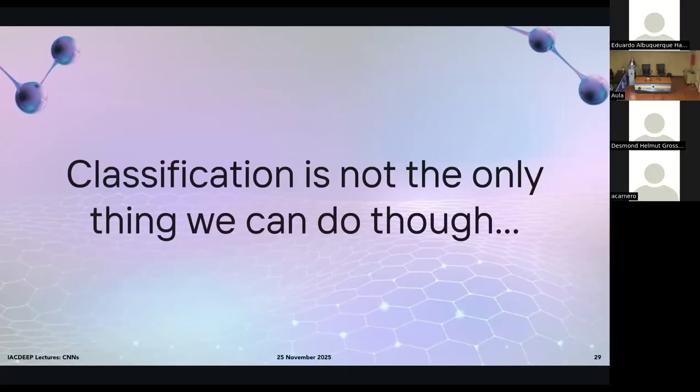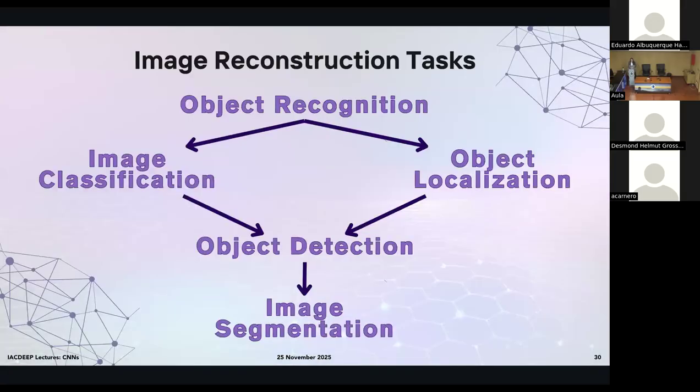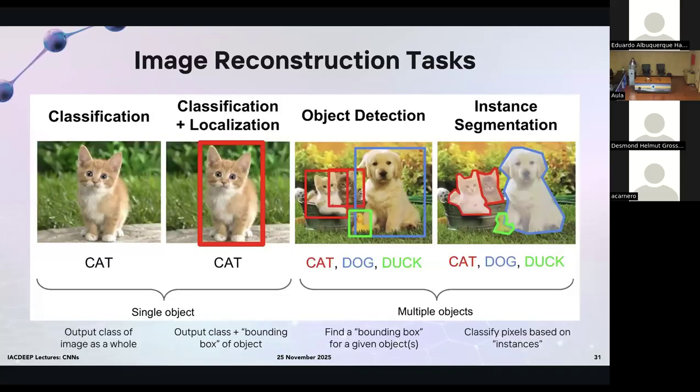Okay, but classification is not the only thing we can do with CNNs. There are a lot of different tasks that we can do. Image classification is just a task of object recognition, but you can also find where the object is located in an image. When you combine those two, that's what's known as object detection. And we can also perform something called image segmentation, which has more to do with the pixel values of our image. I'll show an example of that in a second.